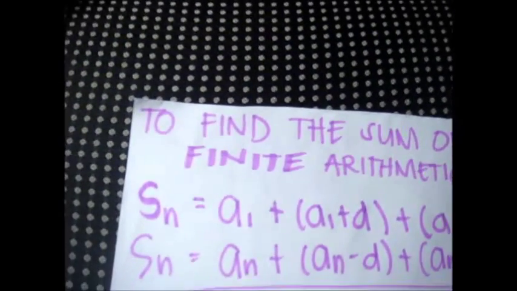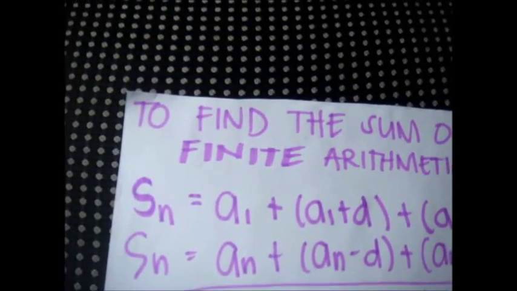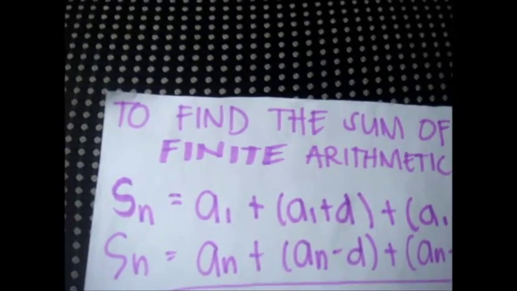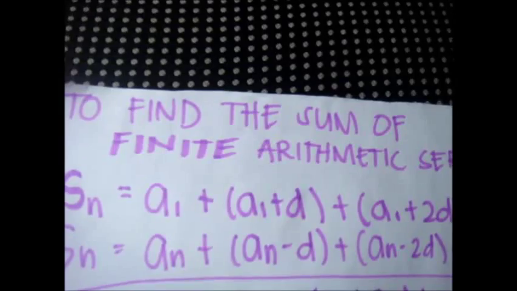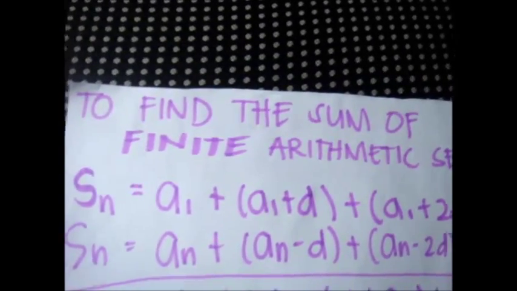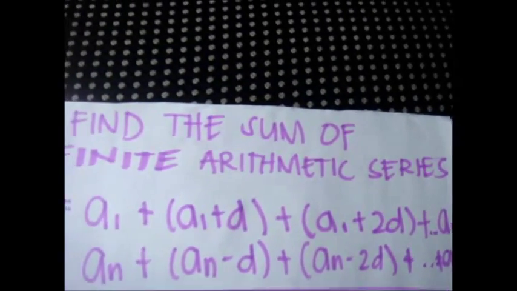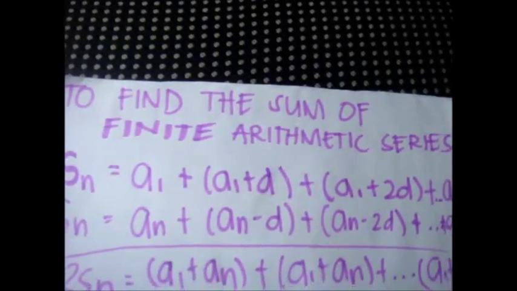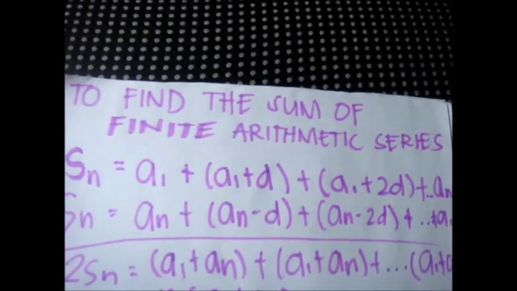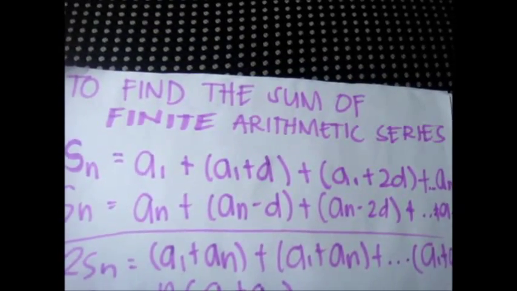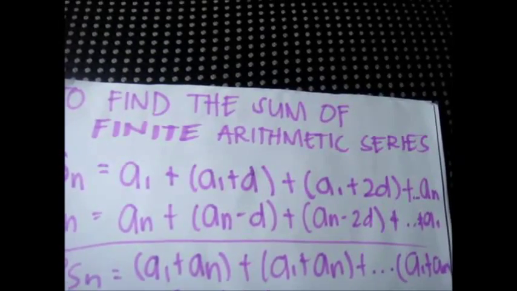We can also say that S sub n is equal to the last term or the nth term plus the nth term minus the common difference plus the nth term minus twice the common difference up to a sub 1 or the first term. Adding this vertically, we will get 2 S sub n equals a sub 1 plus a sub n plus a sub 1 plus a sub n plus a sub 1 plus a sub n.